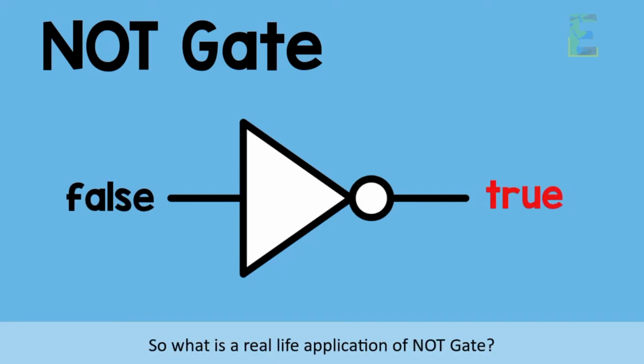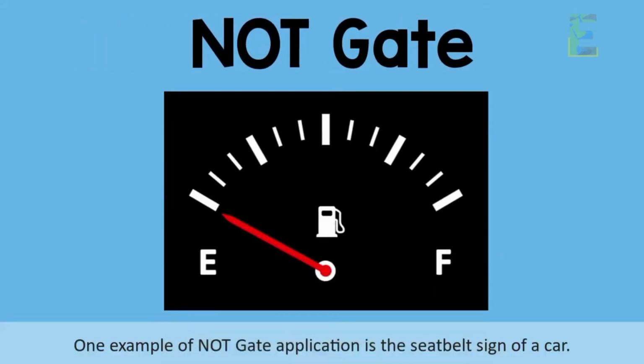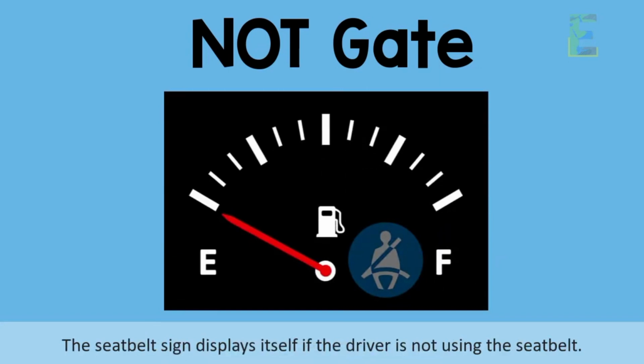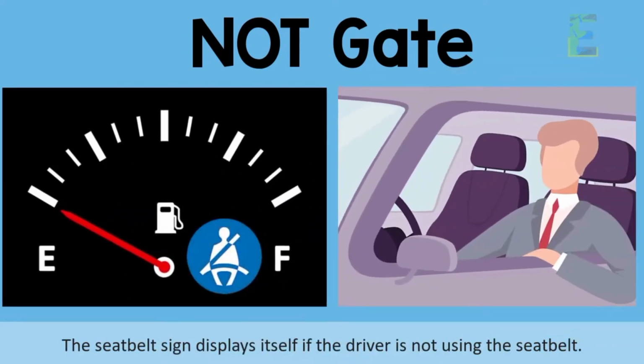So, what is a real-life application of a NOT gate? One example of a NOT gate application is the seatbelt sign of a car. The seatbelt sign displays itself if the driver is not using the seatbelt.